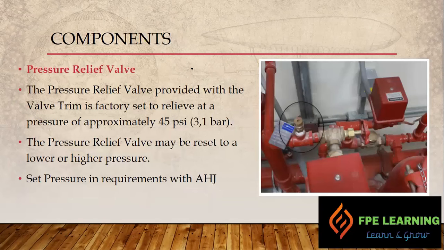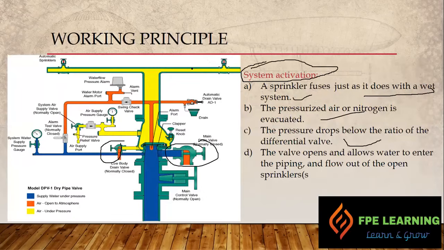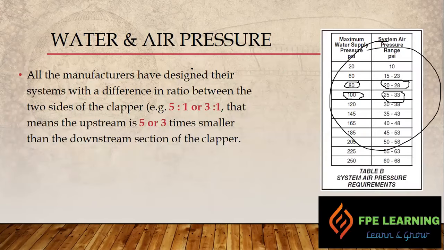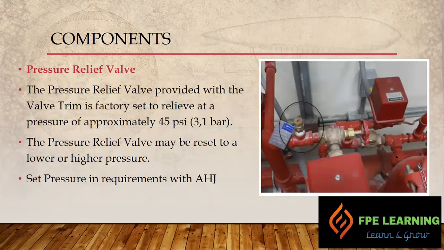And then we are moving on to the pressure relief valve, right? We discussed the air maintenance device. Now we are moving on to the pressure relief valve. The PRV is normally provided with the valve trim factory set to relieve at a pressure of 45 psi or 3.1 bar. Normally, as I said, 100 psi of water pressure can be held easily by 20 psi of air pressure. So normally the pressure range, if you can see the table here, for the air is maximum up to 60 to 68 psi, right? So this one is factory set to 45 psi because normally we need around 20 to 25 or 30 to 35 psi for most applications.